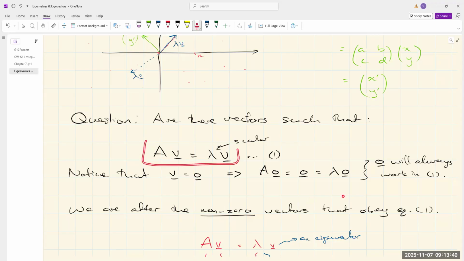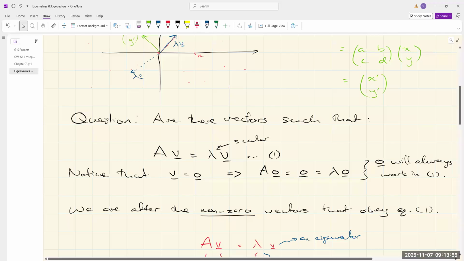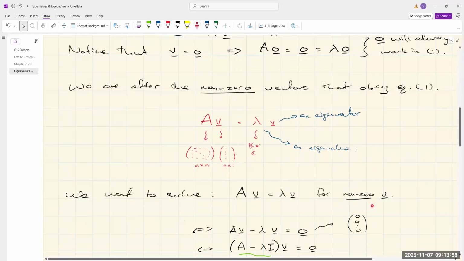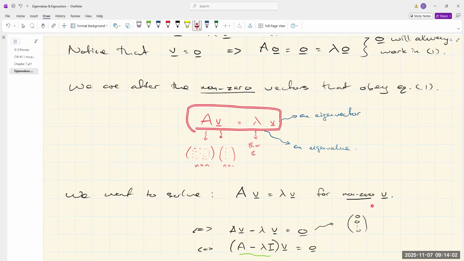And this is, again, what we will call the eigenvalue problem. It's usually denoted as the eigenvalue problem. And any vector that satisfies the eigenvalue problem, any non-zero vector, is called an eigenvector. And the corresponding multiple that it comes out as is called an eigenvalue. So we say that V is an eigenvector corresponding to the eigenvalue lambda.